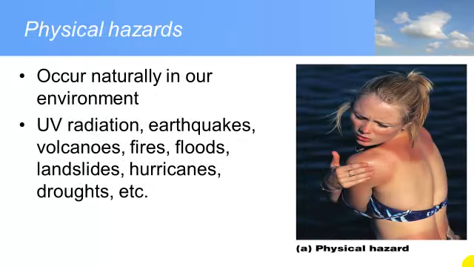The first hazard is known as physical hazards. These hazards are ones that occur naturally in our environment. They include things such as ultraviolet radiation, as represented by this woman getting a sunburn, as well as lots of natural disasters, earthquakes, volcanoes, floods, and so on.